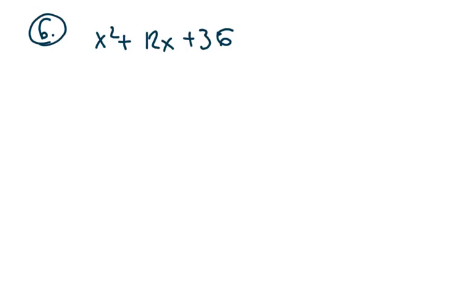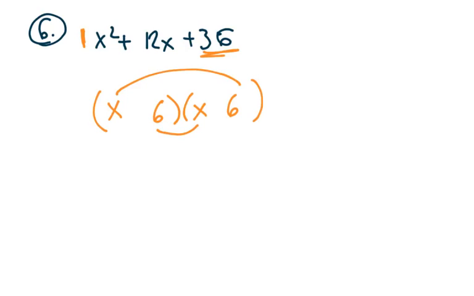Flipping on to the next one, go ahead, pause the video, give this one a shot on your own. I'm going to assume that you've done that. And here, again, we have a leading coefficient of 1, so this makes it just x and x. First thing that pops in my mind with 36 is 6 and 6. And we can see that we're going to get 6x and 6x, which if I add together gives me 12x.